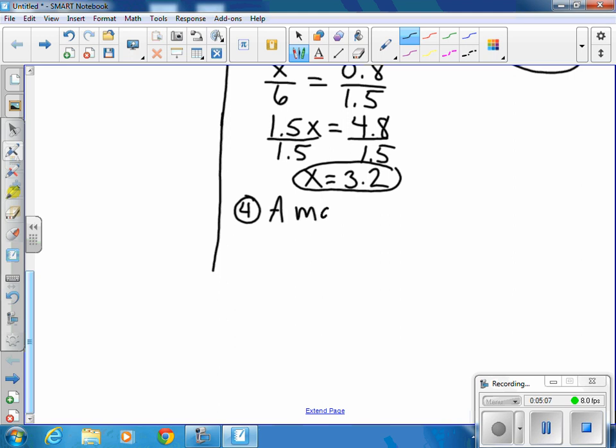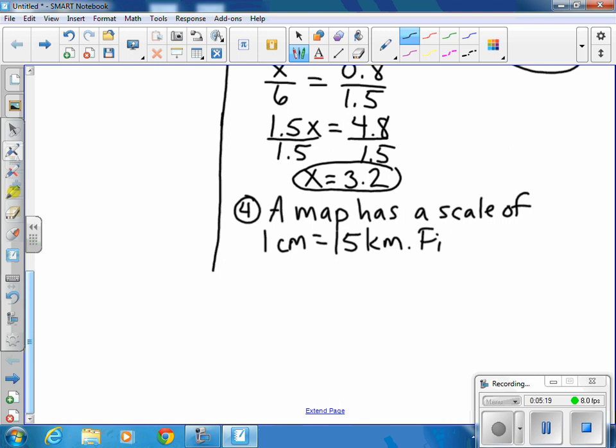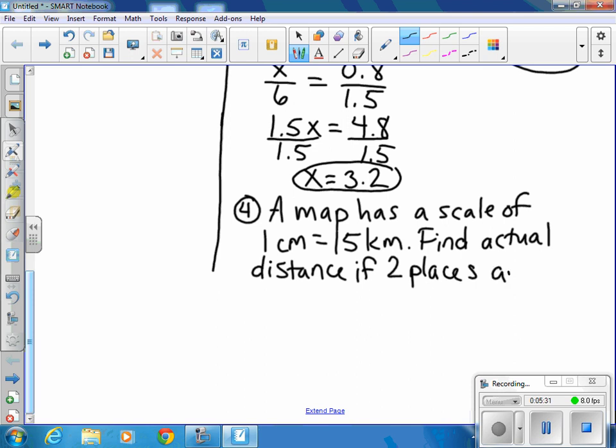If a map has a scale of 1 centimeter equals 15 kilometers, find the actual distance if two places are 7 centimeters apart on the map.